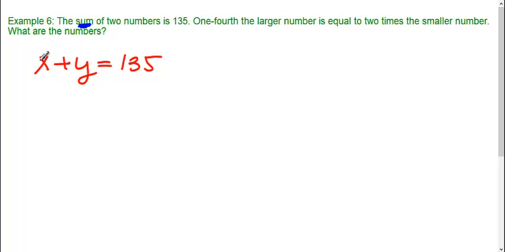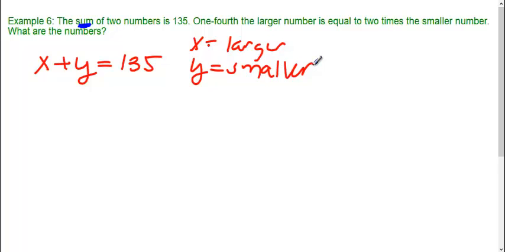I'm going to consider x my larger number. So if you need to write it out, write x larger, y smaller, if that helps you. So the next sentence is going to help me create my next equation. It says 1/4 the larger. Okay, I already said x was my larger. So 1/4 my larger is equal to 2 times the smaller. 2 times my smaller is y.